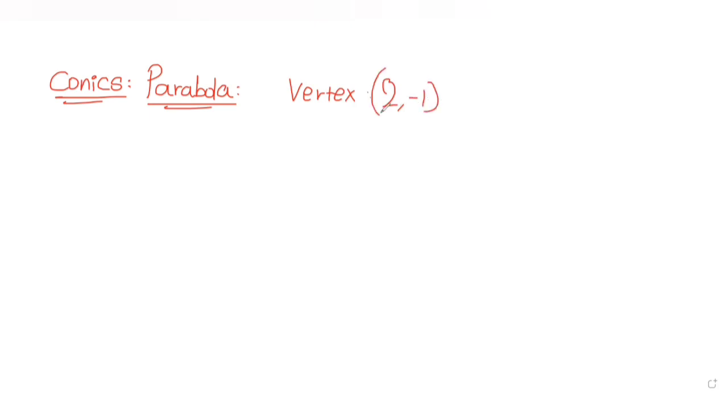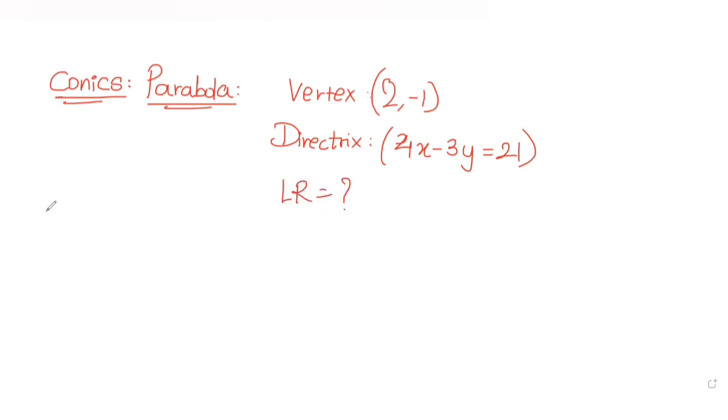Let's see today's question. Today's question we are taking up from the topic of conics, and in this topic, if I talk about the concepts, we are using the idea of parabola. The question tells us that the vertex of this parabola is at 2 comma minus 1, and the equation of directrix of this parabola is given to us as 4x minus 3y equals 21. And the question asks us to find the length of latus rectum.